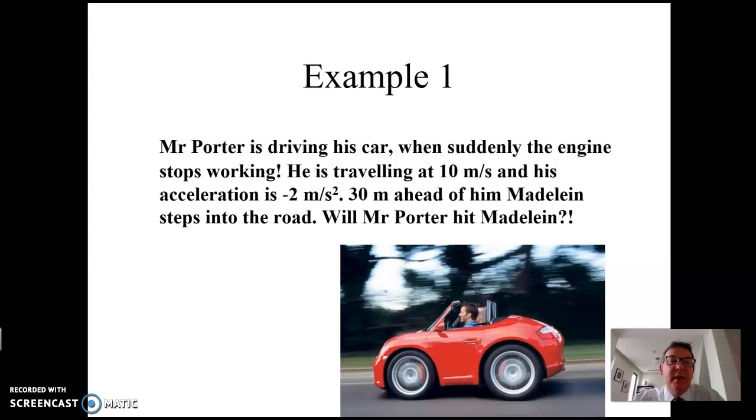Okay, so here's an example. Mr. Porter, he's driving his car when suddenly the engine stops working. He is travelling at 10 meters per second, so that's going to be my initial speed. And his acceleration is minus 2 meters per second squared, obviously. So if the engine stops working, I'm going to slow down. My acceleration will be a negative number.